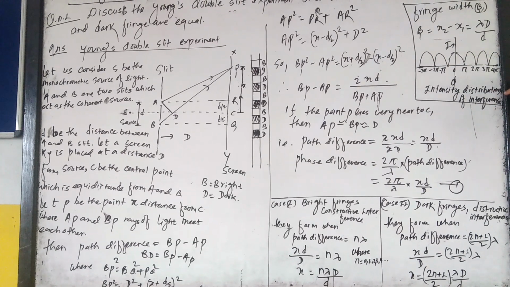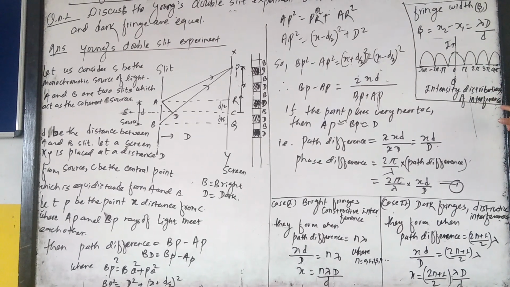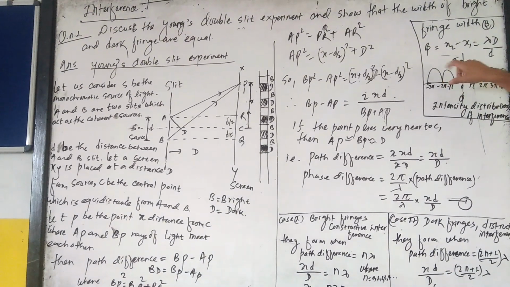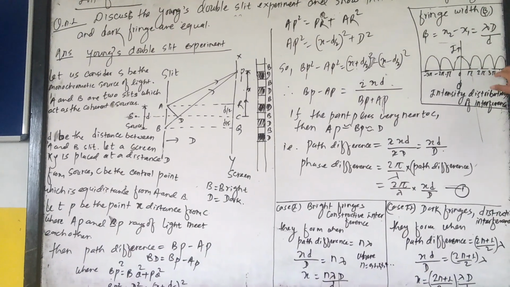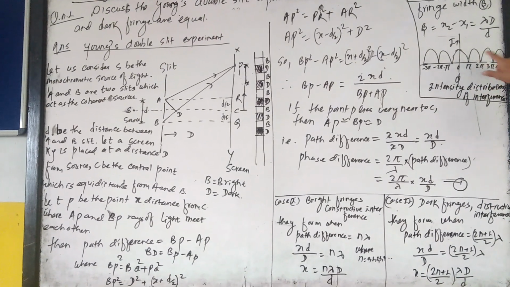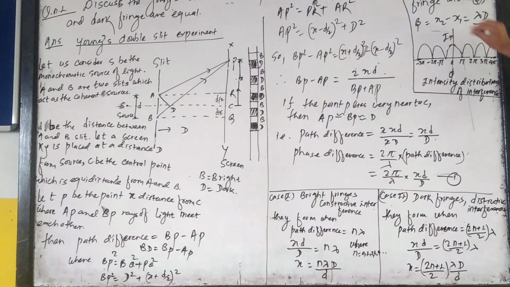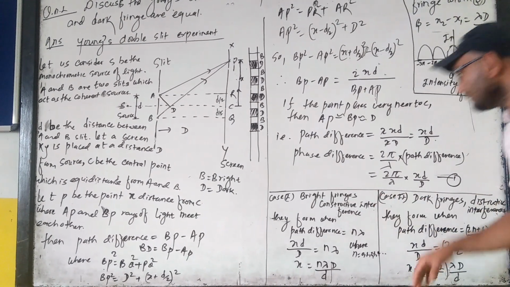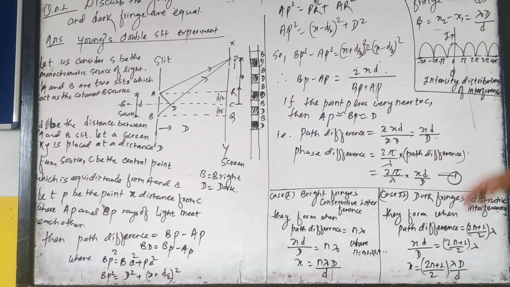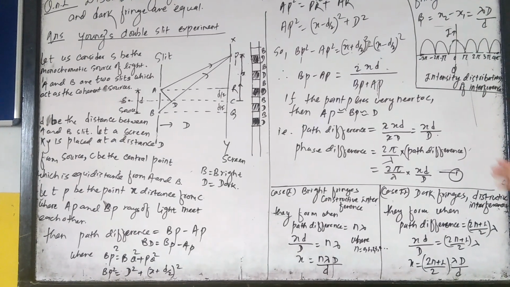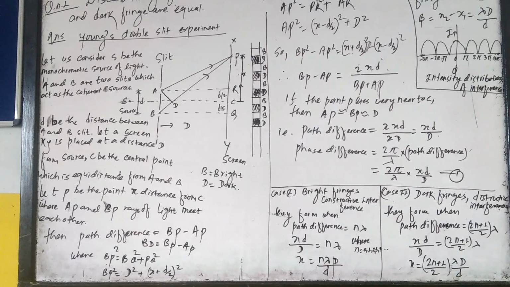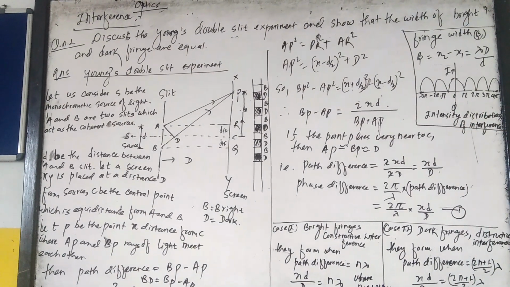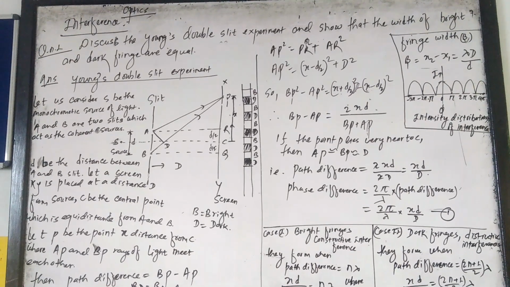Here you can see the intensity distribution of the interference. Everywhere you can see the fringe width is equal. The same width is given, so the fringe width of the bright fringe or of the dark fringe are all equal. That is all about our Young's double slit experiment.